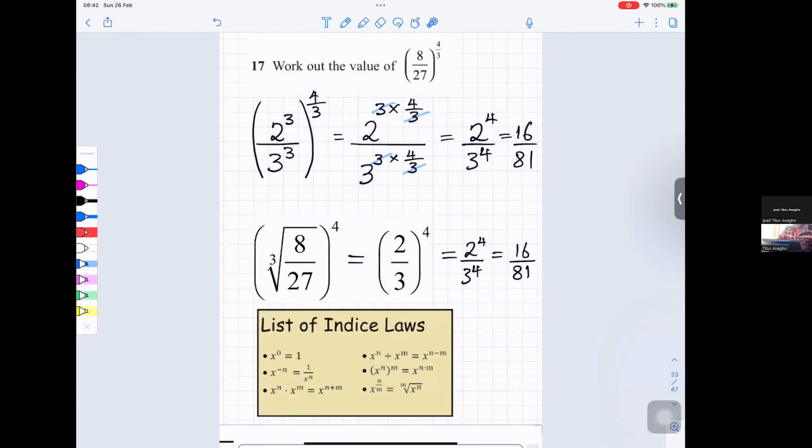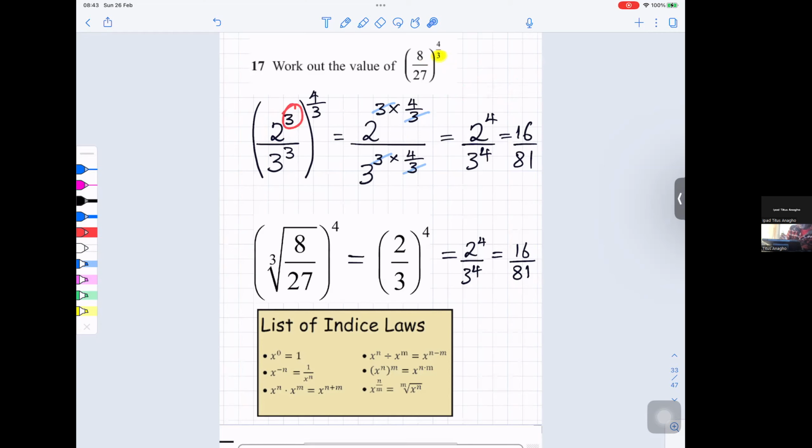Question number 17. Work out the value of 8 over 27 to the power 4 over 3. The key here is I'd use this method. I look at the number in the power, the one which is under the 4 there is 3. That 3 there is the key for me. What number do you multiply by itself 3 times to get 8? That number will be 2. 2 times 2 times 2 is 8. There's 1, 2, 3 of them.